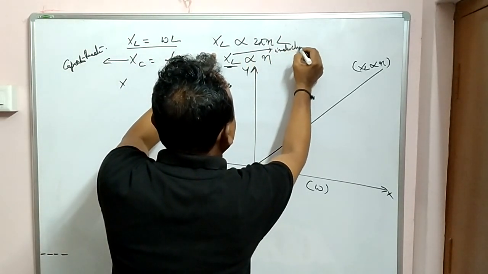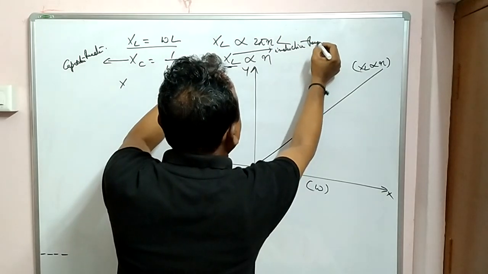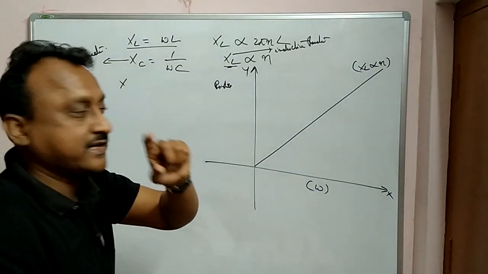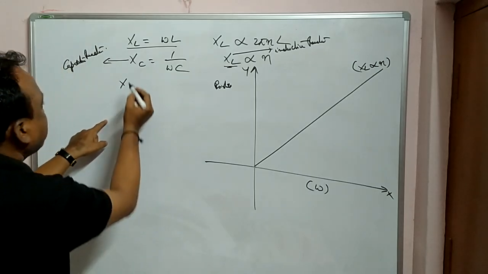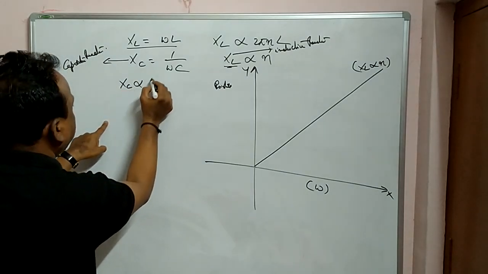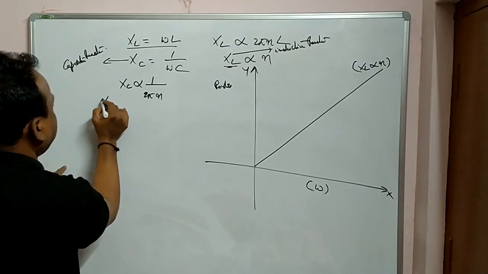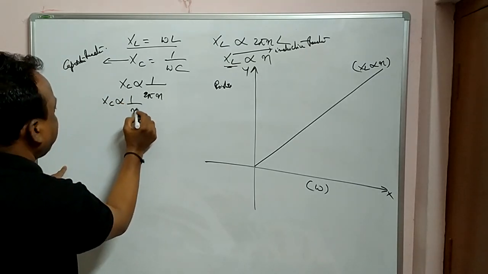There is a small difference, remember it carefully. Inductive reactance XL. This is capacitive reactance when a capacitor is connected in an alternating circuit. So here if you observe, this XC is inversely proportional to frequency. You can see here XC is inversely proportional to frequency.